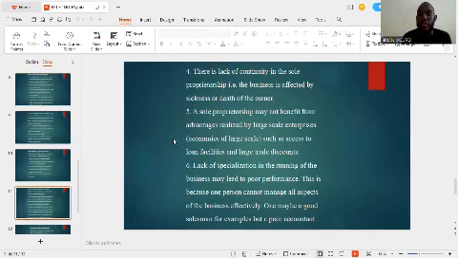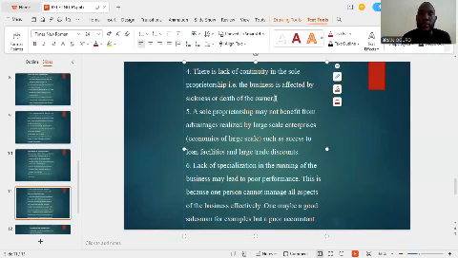The fourth disadvantage is that there is lack of continuity in the sole proprietorship. For example, the business is affected by sickness or death of the owner. Since the owner is the one who is operating this business alone, in case you are sick, the business will close up.